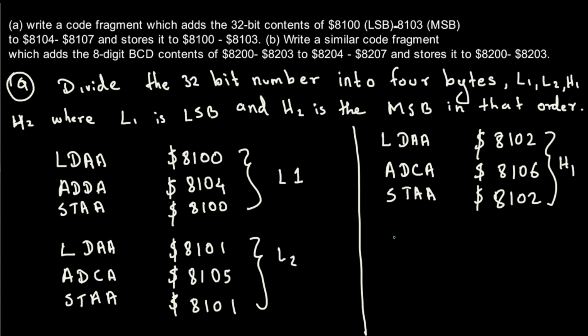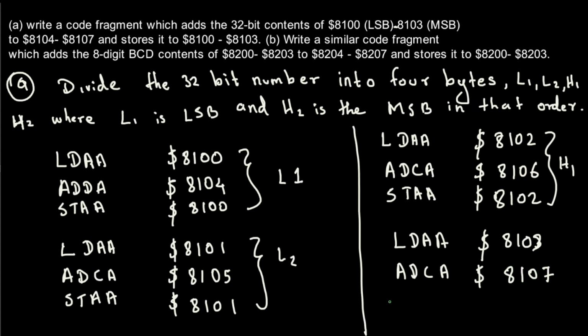And the last one is LDAA, and increase one digit, that is 8103, and then ADCA, and then increase this number by one, that is 8107, and STAA, and that's the one more digit, 8103.